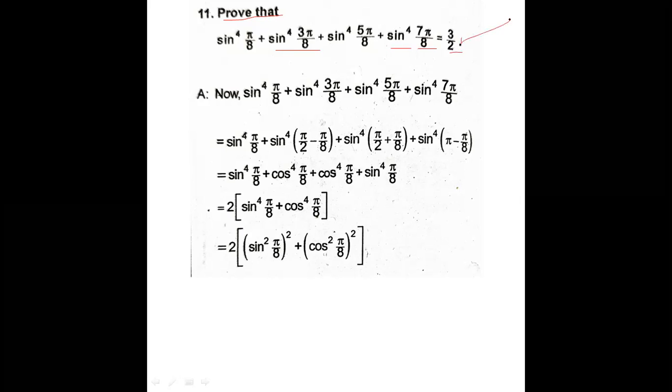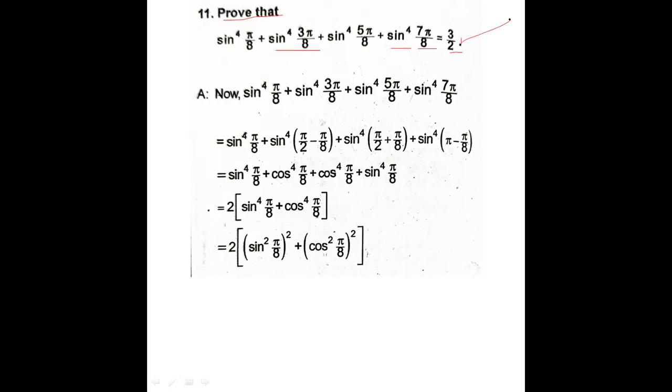Next question. Prove that sine power 4 pi by 8 plus sine power 4 3 pi by 8 plus sine power 4 5 pi by 8 plus sine power 4 7 pi by 8 is equal to 3 by 2.